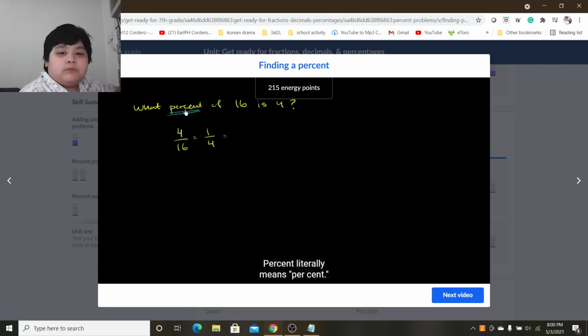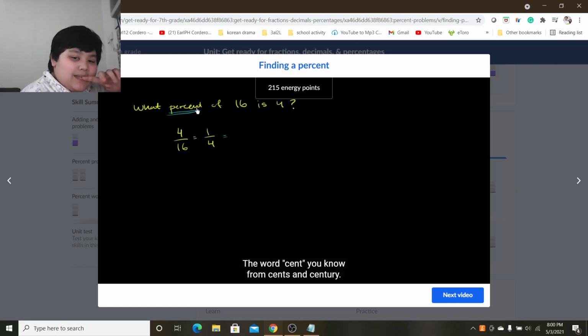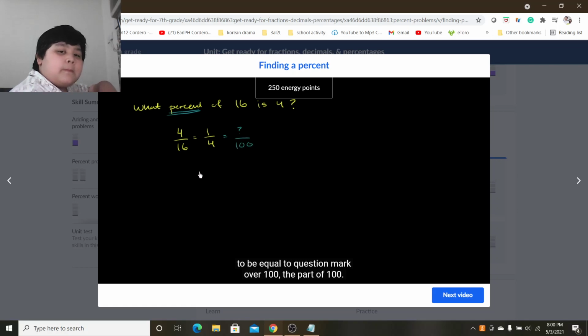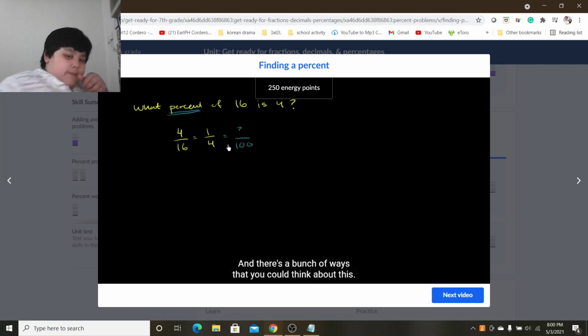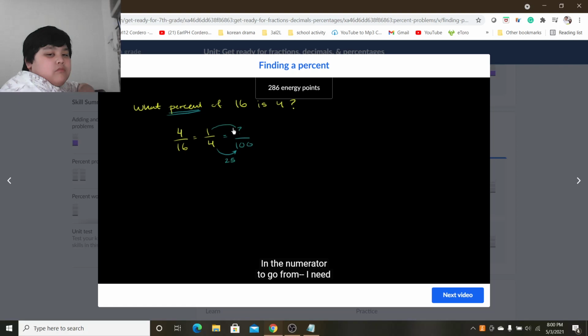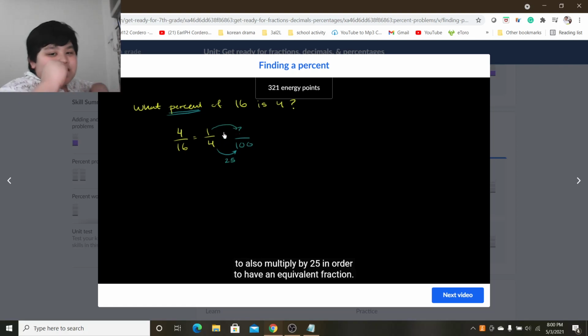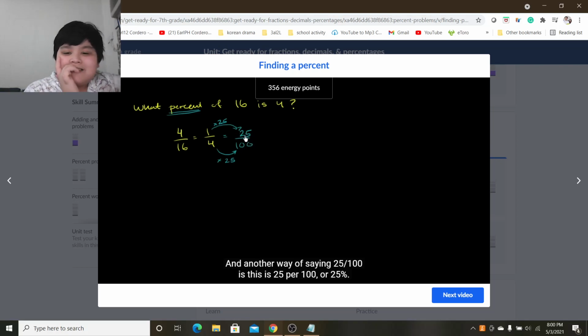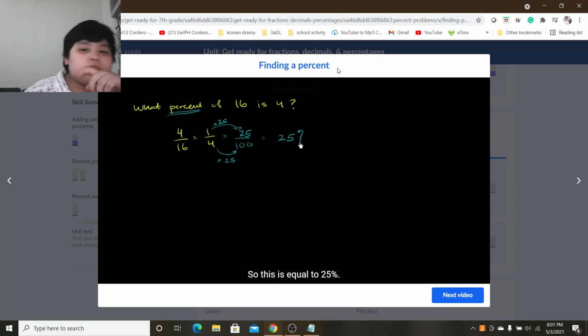In order to write this as a percent, we have to write it as something over 100. Percent literally means per cent. The word cent, you know from cents and century, relates to the number 100. So it's per 100. This is going to be equal to question mark over 100. If in the denominator to go from 4 to 100, I have to multiply by 25, in the numerator I also multiply by 25 to have an equivalent fraction. So 1/4 is the same thing as 25 over 100, which is 25 per 100, or 25%.